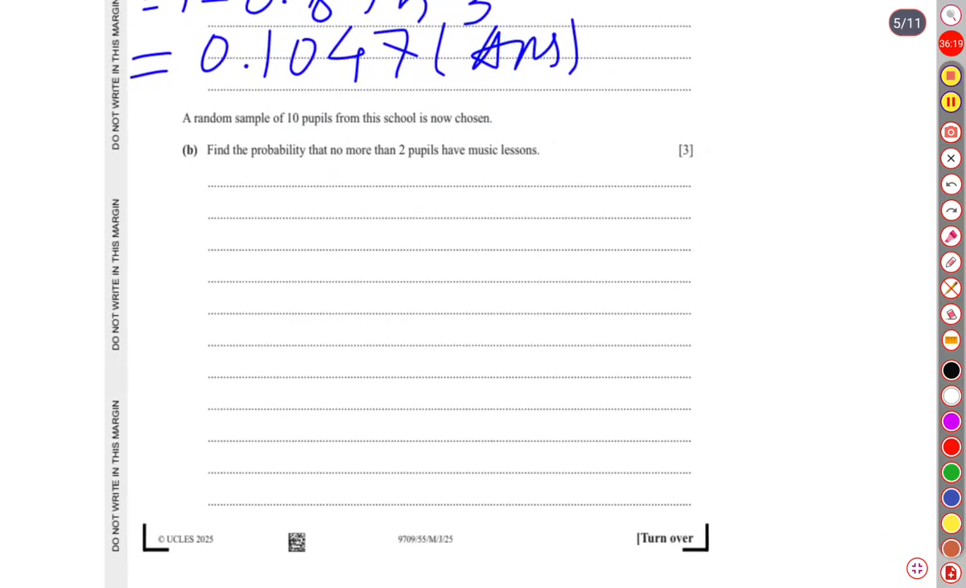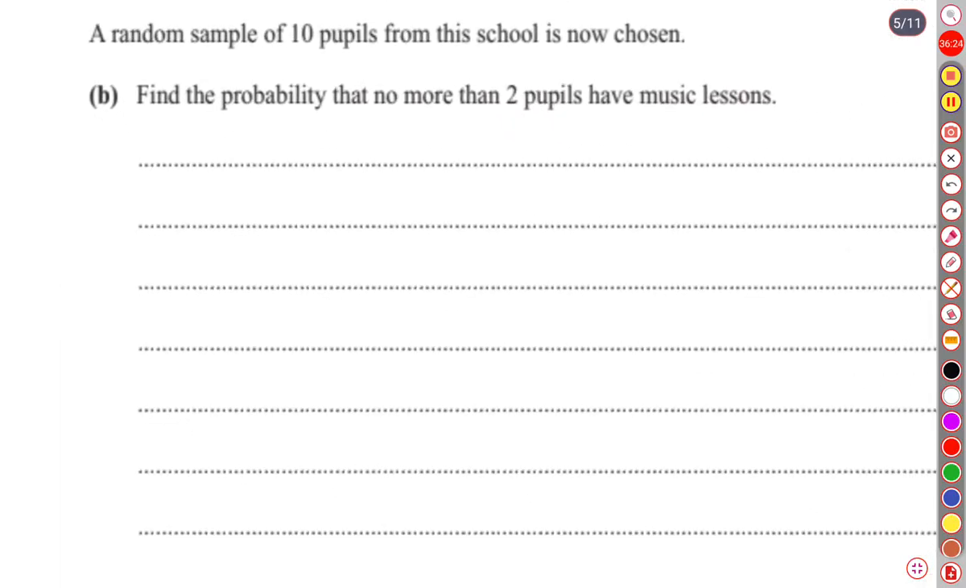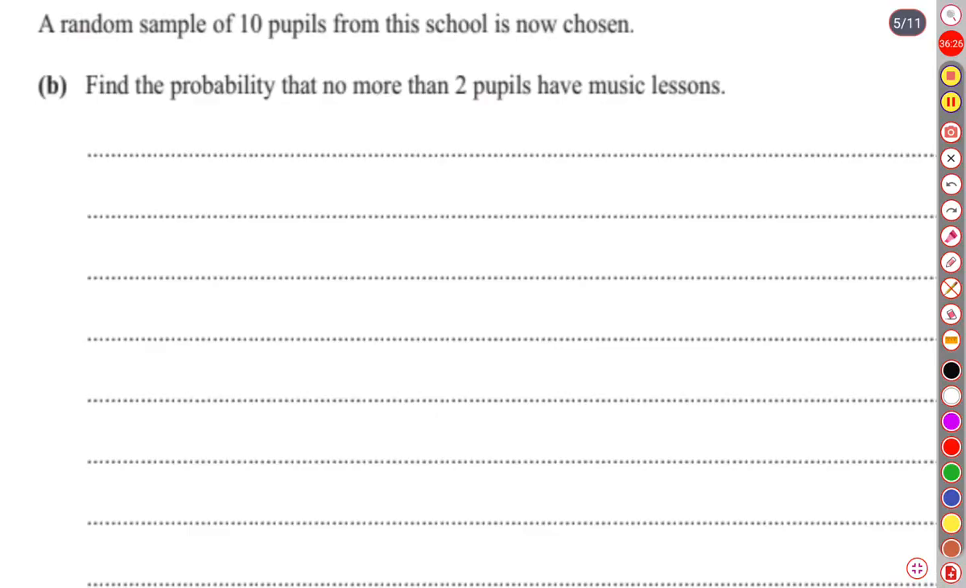Question B says a random sample of 10 pupils from this school is now chosen. Find the probability that no more than 2 pupils have music lessons. Look at this, this is simply a binomial distribution. So we will write X belongs to binomial distribution, and the parameters are n and p. The total number of pupils is 10 and the probability of having a music lesson, we reused as 0.4.